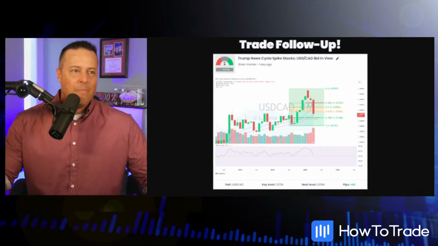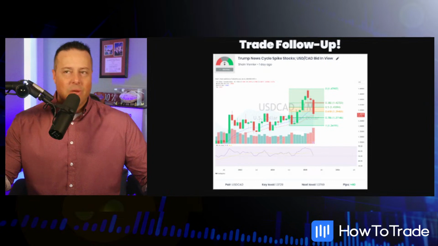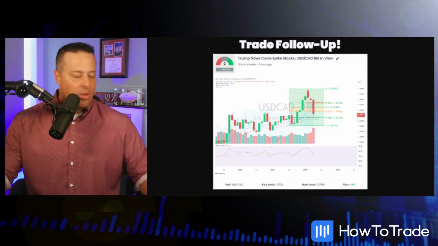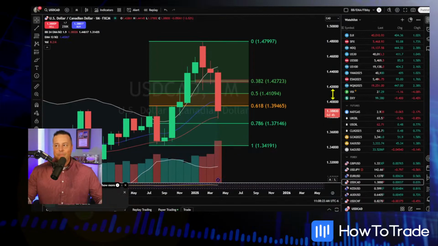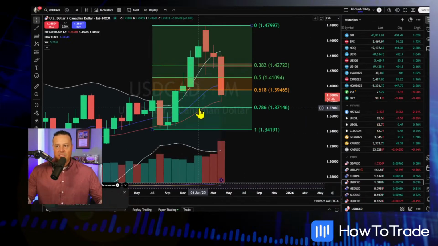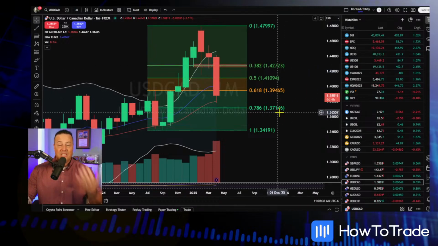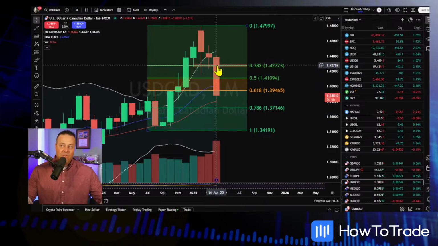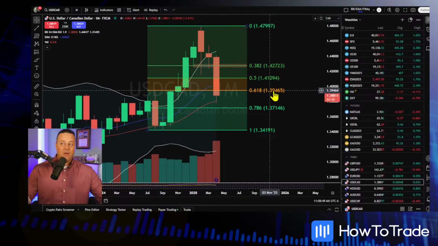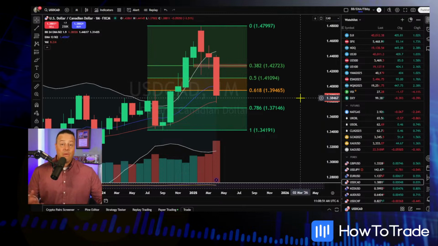Another trade follow-up here: Trump news cycle spikes stocks, U.S. dollar Canadian bid in view. This one's going to take a little bit longer to develop. What we're looking for here is a macro 78% retracement. This is the macro area, the macro zone. I like this zone because it's 78%. I have 3 tradable levels on my Fibonacci retracements: 38%, 62%, and 78%. Those are my favorites. I don't like 50, and as you can see, if you took a position on 50 there, you got your tail kicked this month. Right there, though, we really had some great scalps on that 38%. That was the gift that kept on giving, and 62% was pretty good as well, right around 139.50.